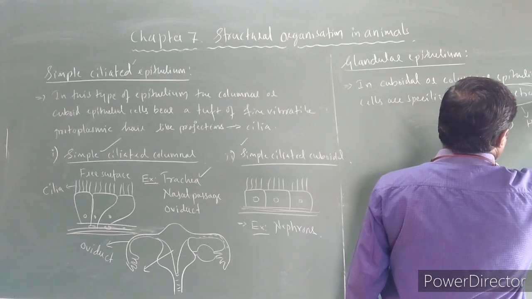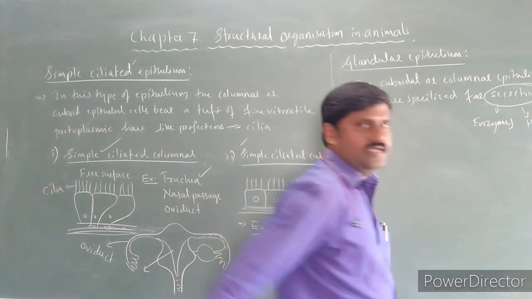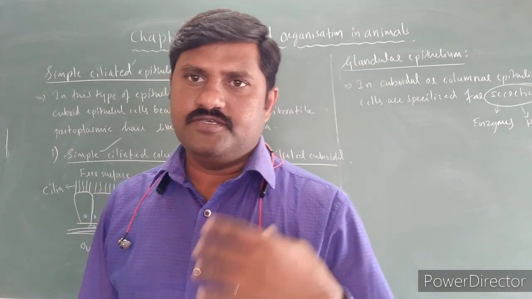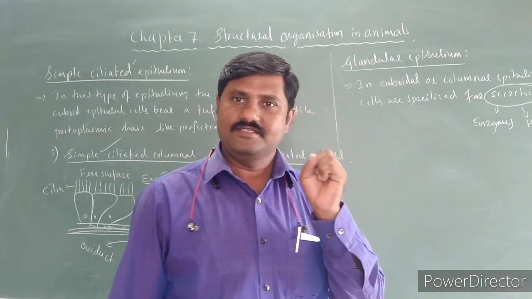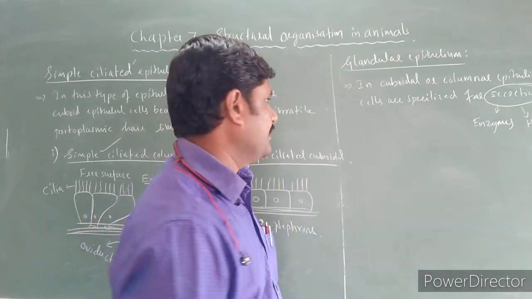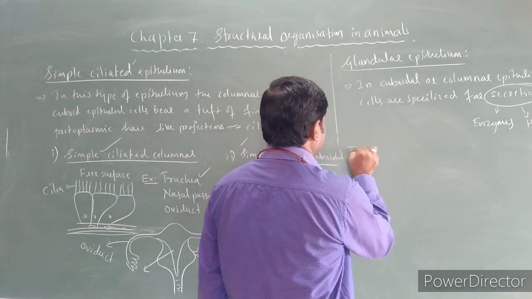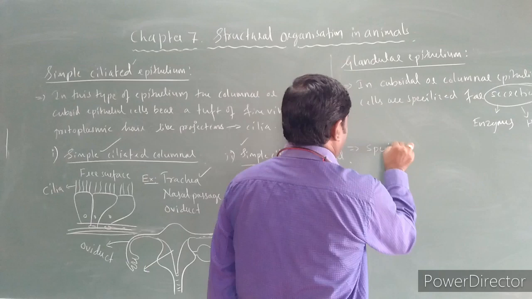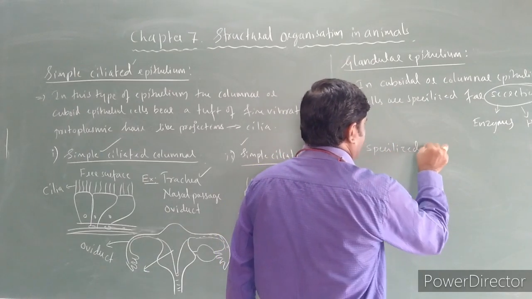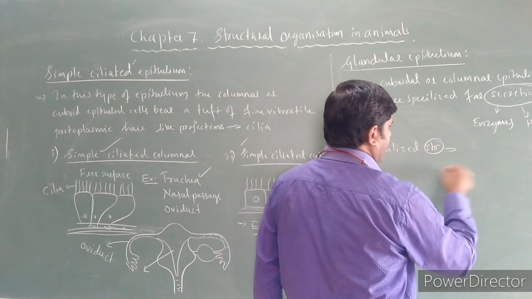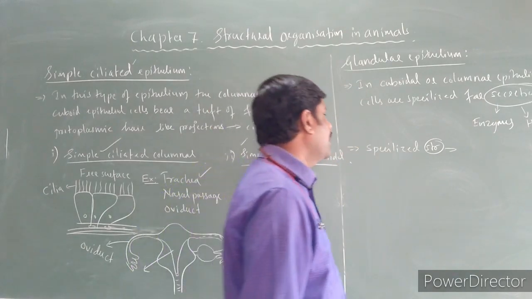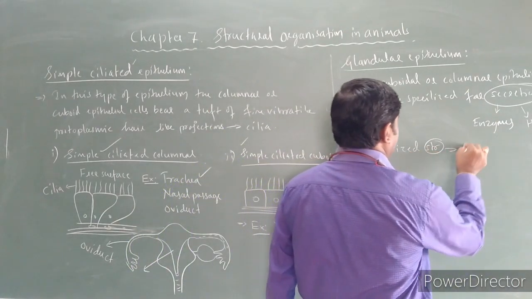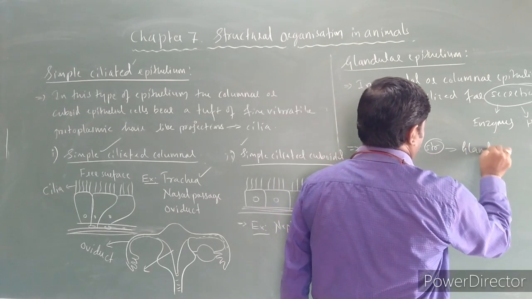Sometimes it may be mucus. So hormones, mucus, or it may be enzymes. The secretions might be, right? And those specialized structures are called as what? What are those specialized structures called as? Those specialized structures are called as glands.